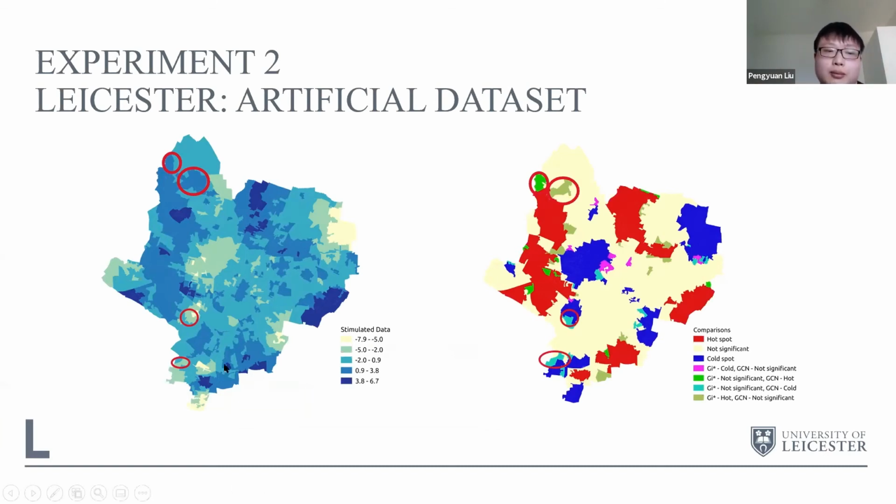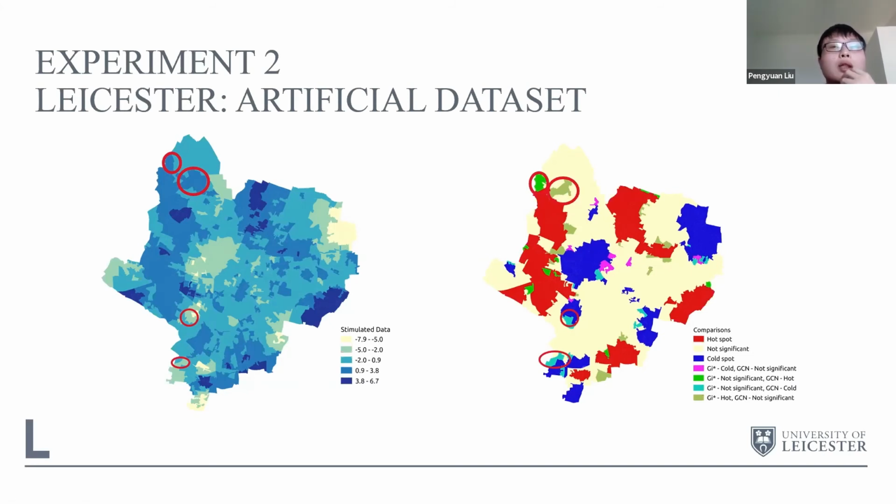For example, in these comparisons, we can see some places have not completely low, but quite low values. They are considered not significant by GiStar statistics, but the graph convolutional neural network considers them cold spots. Likewise, some relatively high values are considered hotspots by GiStar statistics but produced as non-significant by the GCN. This kind of mismatch or error is quite interesting, and will be the stepping stone for our future investigations in this proposed method.